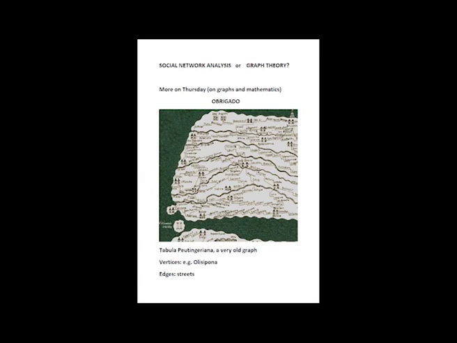Muito obrigado. I brought you one of these old graphs. This is an ancient map, the Tabula Peutingeriana. Maybe you've heard about it. It was not meant to be a map. It was framed to be a graph, because you see here vertices. These are towns, and you have streets as edges, and the whole. It's a bit like this painting upstairs.